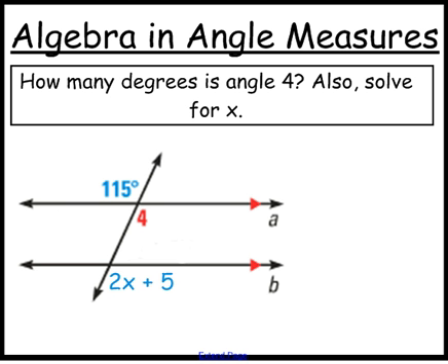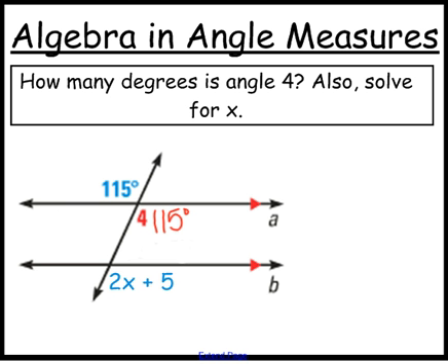You see that x in there, okay? So this one says, how many degrees is angle 4? And then solve for x. Okay, so it's asking us quite a few things here. So angle 4 is that big 4 in red, okay? We got to find out how many degrees that is. Well, that angle is across from the 115. And I know that angles across from each other are congruent because they're vertical angles. So that means angle 4 has to be, you guessed it, 115 degrees. Okay, sweet. So they're vertical angles.